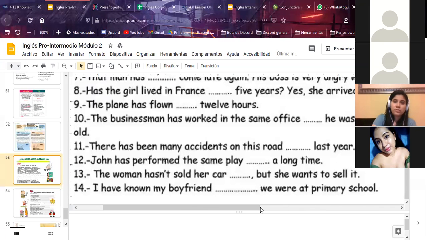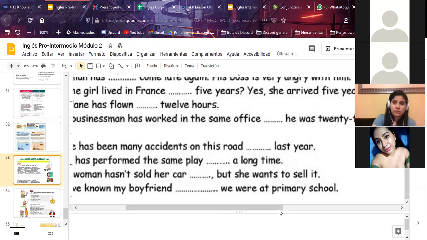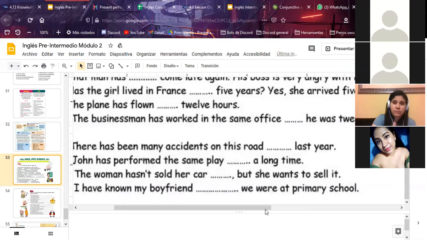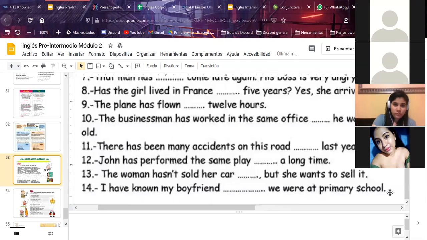Number eight. Has the girl lived in France for 5 years? Okay. And then? She arrived 5 years ago. Good. That is it. Has the girl lived in France for 5 years? That's it. What about number nine?